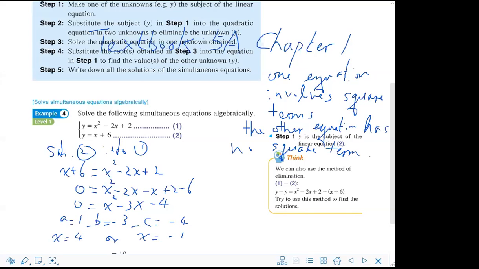But don't forget to find the value of y. When x is equal to 4, y is calculated by equation 2. y is equal to x plus 6. So when x is 4, y will be 4 plus 6, that is equal to 10. And when x is -1, y is -1 plus 6, so that is equal to 5. So there will be two pairs of answers.